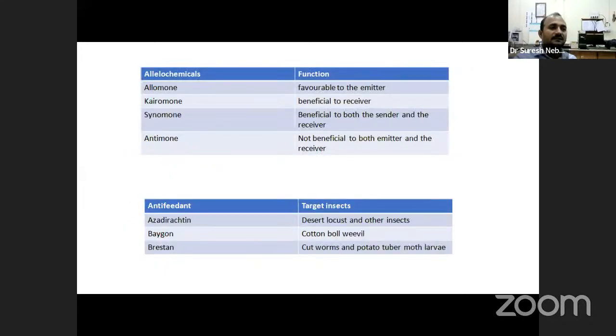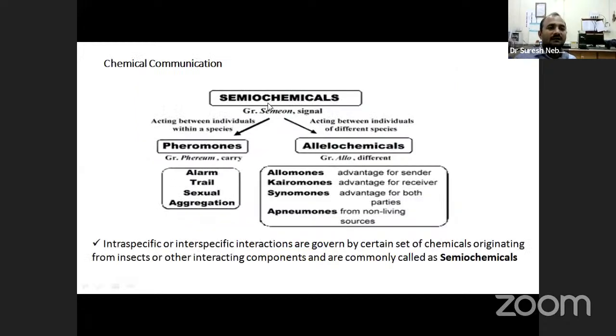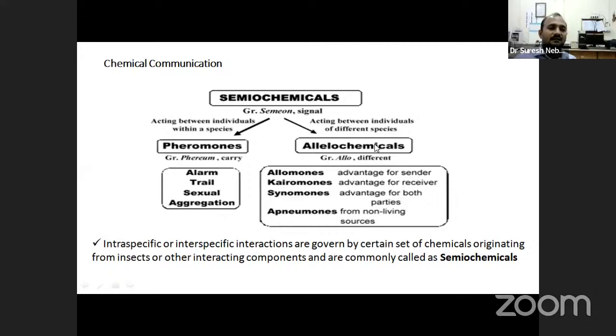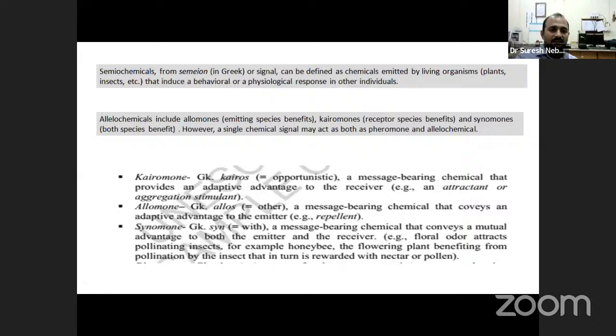So this is about semiochemicals, insect semiochemicals. What does this word mean? The definition of semiochemicals. How we classify them into pheromones and allelochemicals, intraspecific communication and interspecific communication. Then in pheromones, what types of pheromones are there, with typical examples. Then in allelochemicals, what the terminologies are, and the definitions of these, and some examples you have to remember. The definitions and all I have given here.